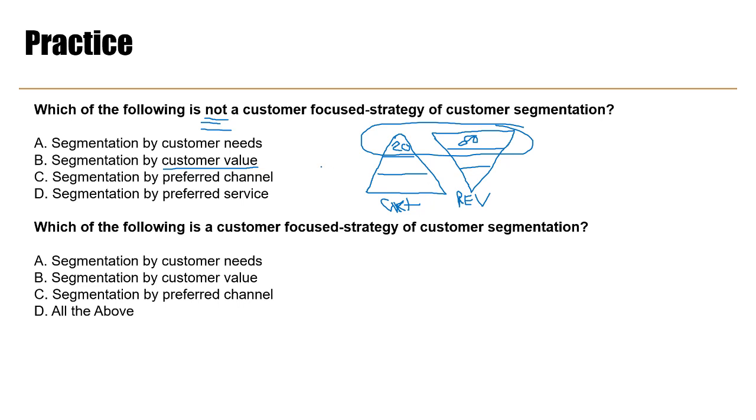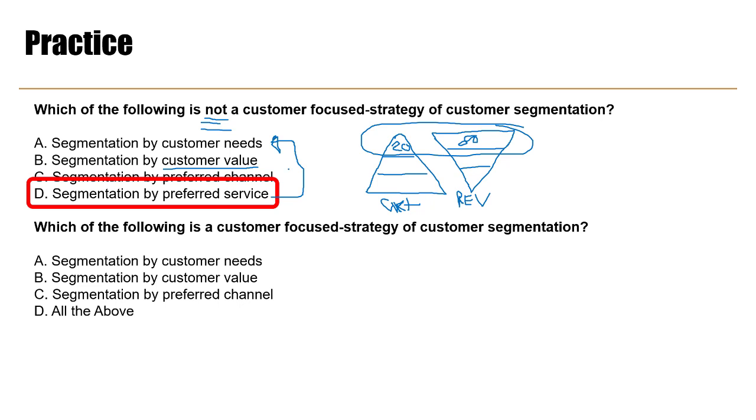Preferred channel, how they're going to buy it. Do they buy it online? Do they like to go to the store? Do they want more handheld? Do they want to just go to the store and buy it over the shelf? That is the three definitions of what we have. So segmentation by preferred service is not. It's a little bit of a trick question. Preferred service is going to be basically a customer need. If you read through the book, you'll understand that the service is part of the need.